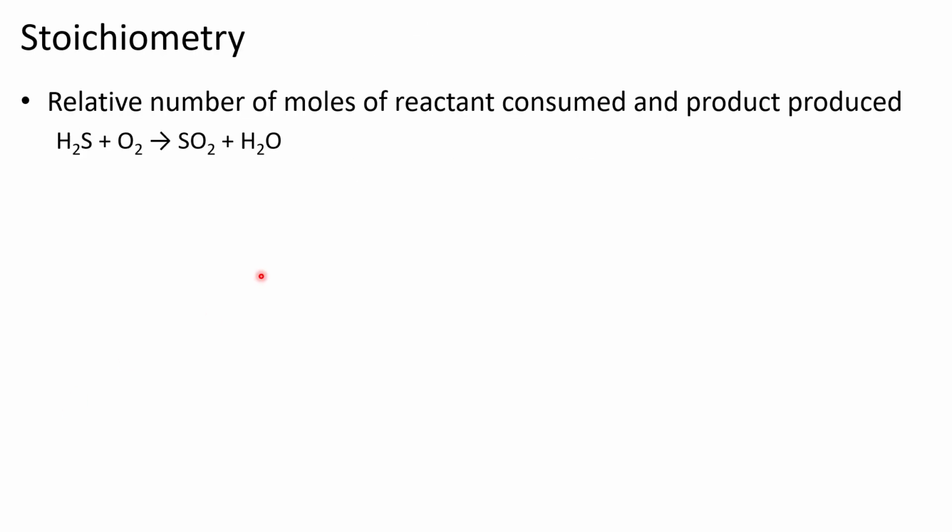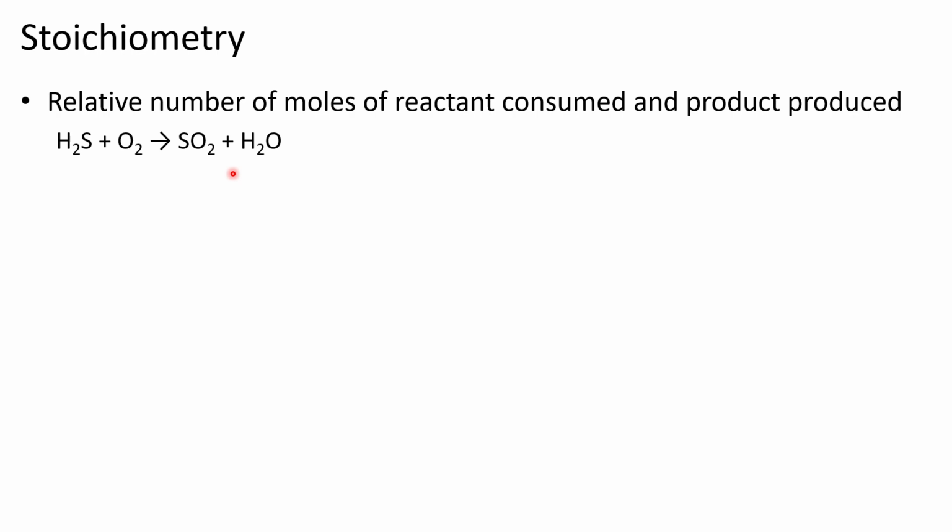The stoichiometry of a chemical reaction indicates the relative number of moles of reactant consumed and product produced. In order to determine the stoichiometry, we first write the chemical reaction as a list of the reactants on the left-hand side of an arrow, and on the right-hand side of the arrow, a list of the products. In this particular example, hydrogen sulfide reacts with oxygen to produce sulfur dioxide and water.